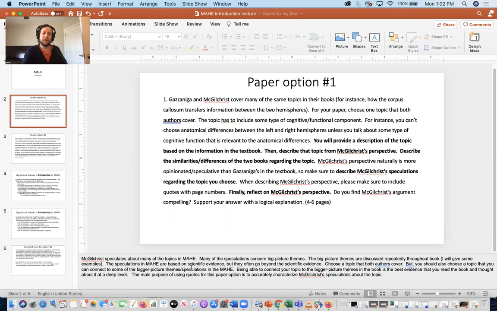And that's what I'm talking about in this last phase right here, reflect on McGilchrist's perspective. Do you find it compelling? That's really what you'll be focusing in on. There is scientific evidence that supports some of the claims he's making, but then he usually goes beyond the evidence. For those parts of the book where he's going beyond the evidence, I want you to notice these are the claims that go beyond the evidence. And then I want you to basically provide a logical argument as to whether you agree or not.